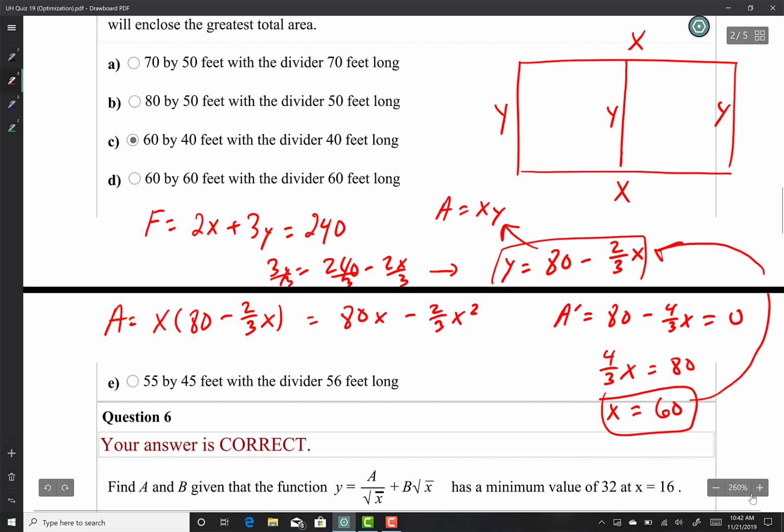So y equals 80 minus, I'll just put the answer here, 80 minus 2/3 of 60, and I get 2/3 of 60, and I get 40.